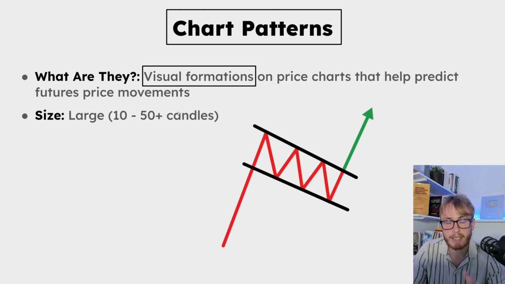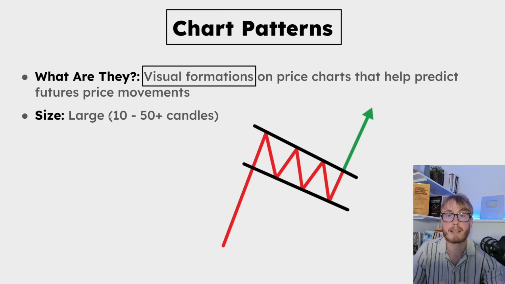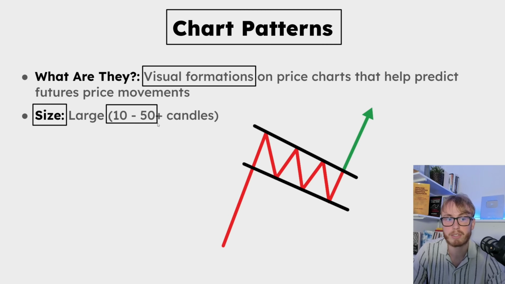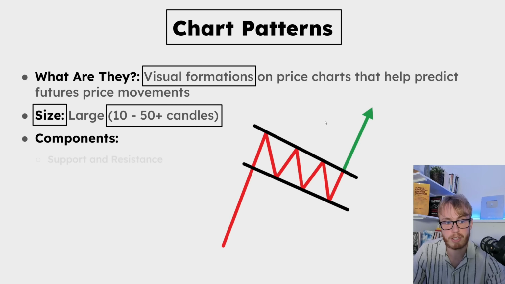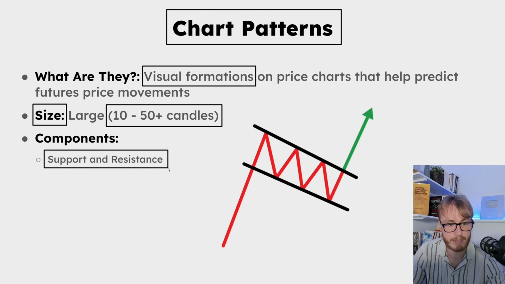And one of the key differences between chart patterns and candlestick patterns, as I already mentioned, is the size. Chart patterns are large. They usually consist of 10 to maybe 50 or even more candles. And what are the components of a chart pattern? Well, chart patterns use support and resistance, and by now we are very familiar with support and resistance. Chart patterns also use trend lines.